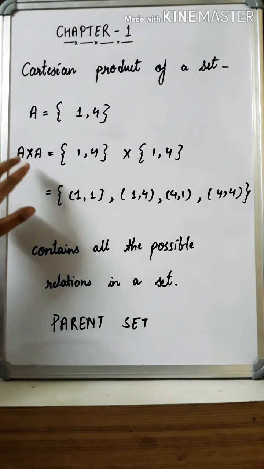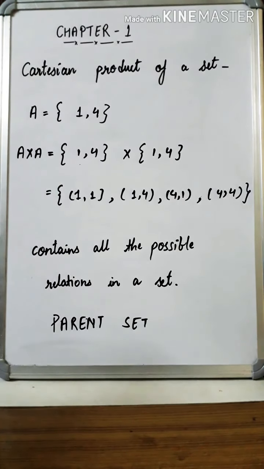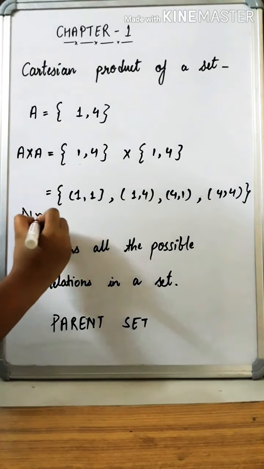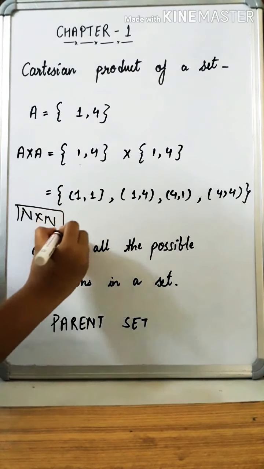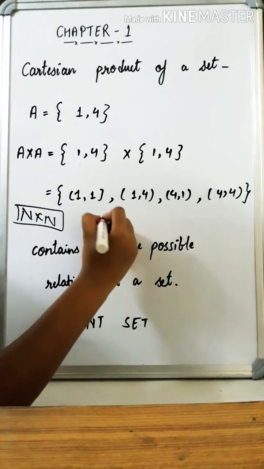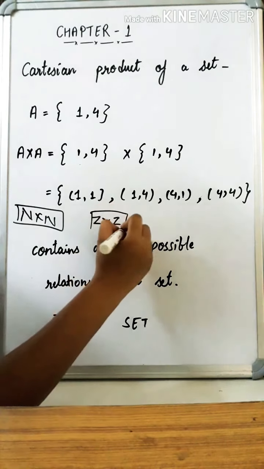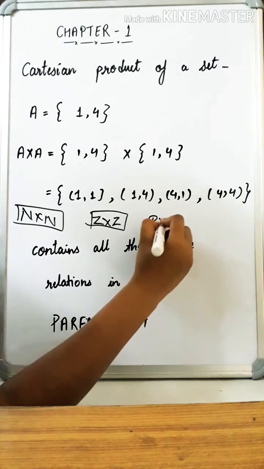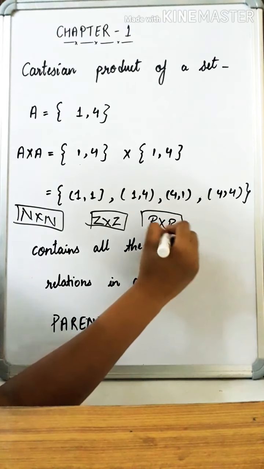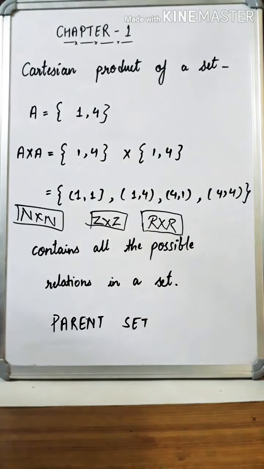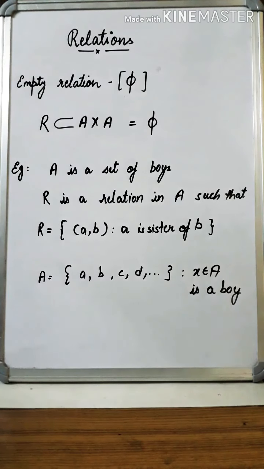These kinds of sets, A cross A or N cross N, mean a Cartesian product of natural numbers with natural numbers, like N cross N, the natural number set, or integer cross integer, Z cross Z, or real number cross real number. These are very important, because they will serve as a universal set for relations. Okay, so that was all about sets and their Cartesian products. Let us move forward to what relations are.